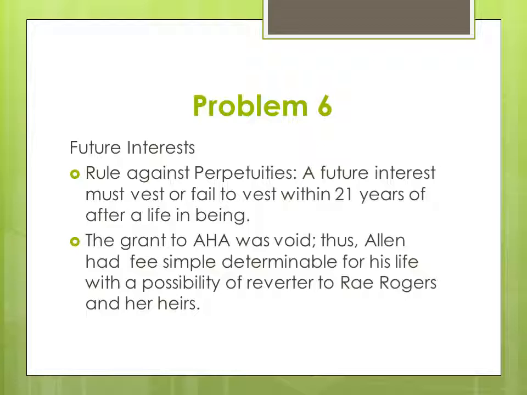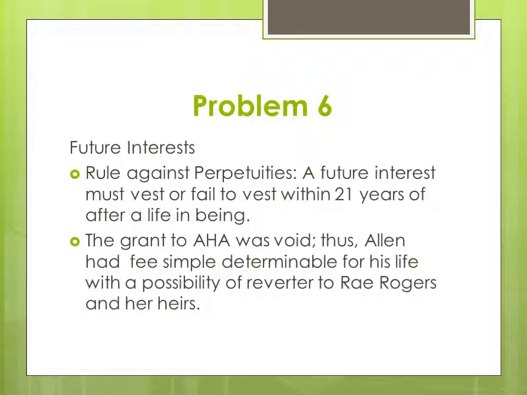So answer A is incorrect because Allen and John together own a fee simple absolute in Blackacre. So that means that they together own a fee simple absolute. Allen's is a fee simple determinable for his life, and then it reverts to John, Ray Rogers' heir, for fee simple absolute. Answer B is incorrect because Allen owns the fee simple determinable, which may be divested whenever it is used for purposes other than residential.